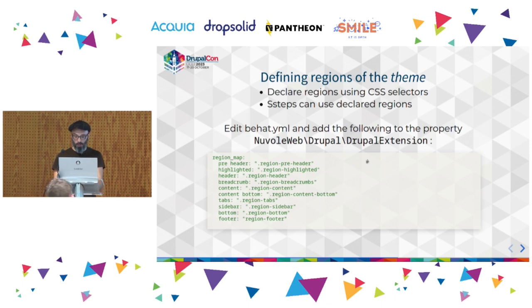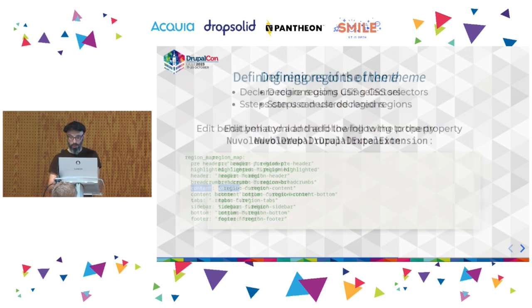So for example, in this case, you have to go to a Behat YAML file where you configure Behat, and then as you can see there is a property called region map where you can declare the different regions. What you do is add a name for the region, for use inside Behat, and then the CSS selector that Behat will use to detect the region. So for example, in this case, the content region is just the element that has the class region content. This allows us to create steps that are more precise.